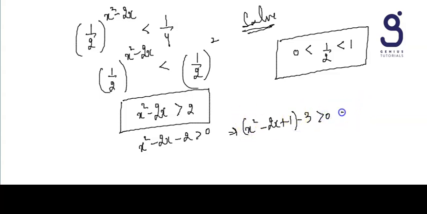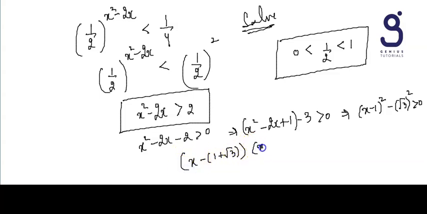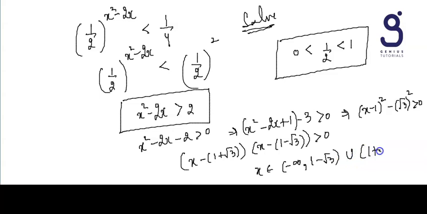This will give you (x − 1)² − (√3)² > 0. That means (x − 1 + √3)(x − 1 − √3) > 0. We can say that x belongs to (−∞, 1 − √3) ∪ (1 + √3, ∞). So this is the final answer to this question. I hope this is clear to you.